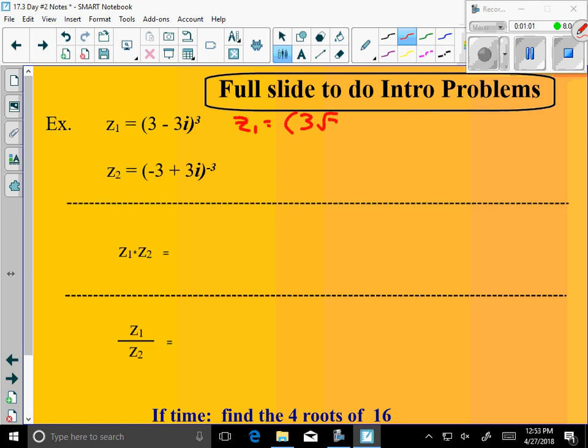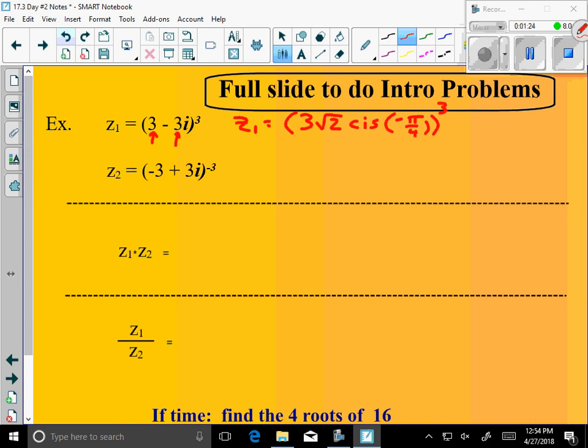Yep, so that'd be three root, oh, not root three. Because this is positive, so we're going to the right. This is negative, so we're going down. So the hypotenuse of that triangle would be three root two in a 45, 45, 90. Cis, I'm going to go negative pi over four. And then we're going to take that to the third power.